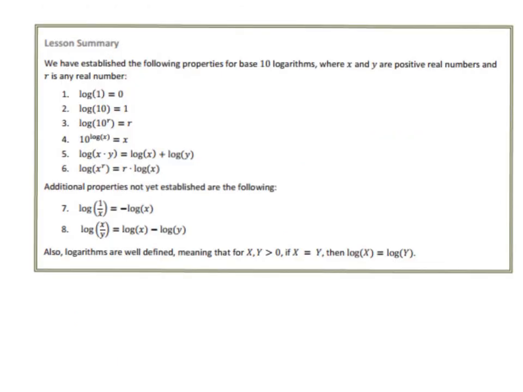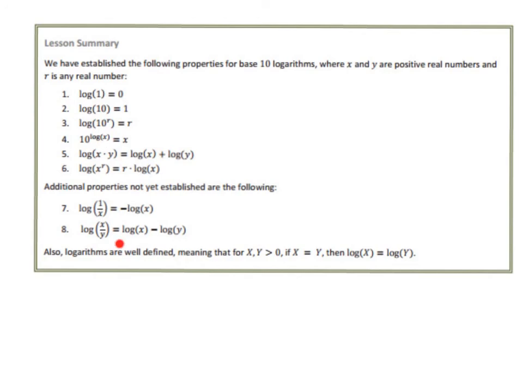So, going back to the 6 rules that we kind of skipped, here's a summary of them if you want to put them in there. Log of 1 is equal to 0. Log of 10 is equal to 1. Log of 10 raised to the r is going to be equal to just the r part. Log of 10 raised to the log of x is just going to be the x. If you got the log of x times y, it's the same thing as log of x plus log of y. And if you got log of x raised to the r power, you put the r out in front and multiply it. Those are the basic ones.